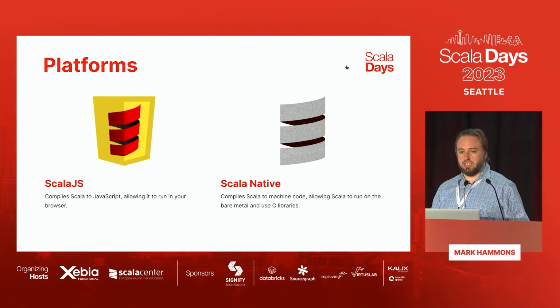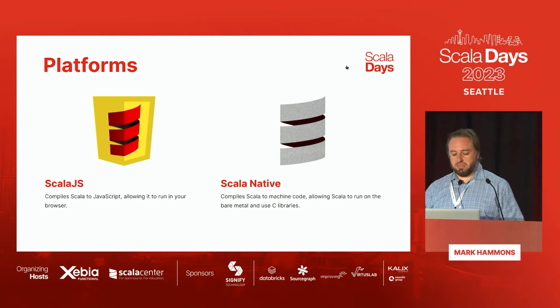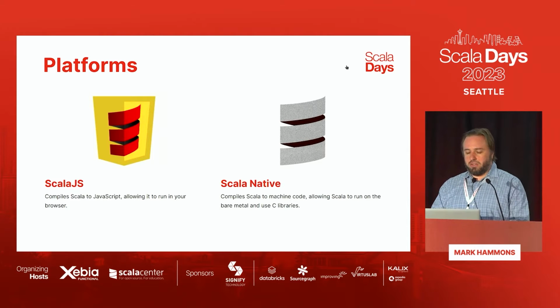If you're running on Scala.js, you can use Scala or JavaScript libraries. You can write code that runs in the web browser. If you're writing in Scala Native, you can use C libraries, and you have very quick startup times and stuff like that. However, if you want to use Java libraries and you want to have multi-threading and stuff like that, typically you need to be using Scala on the JVM.